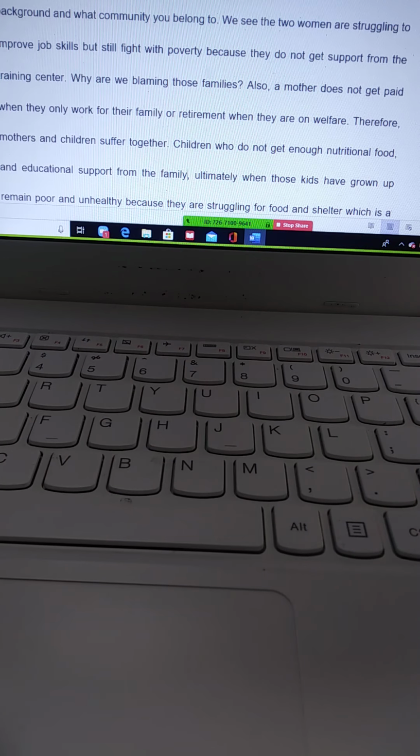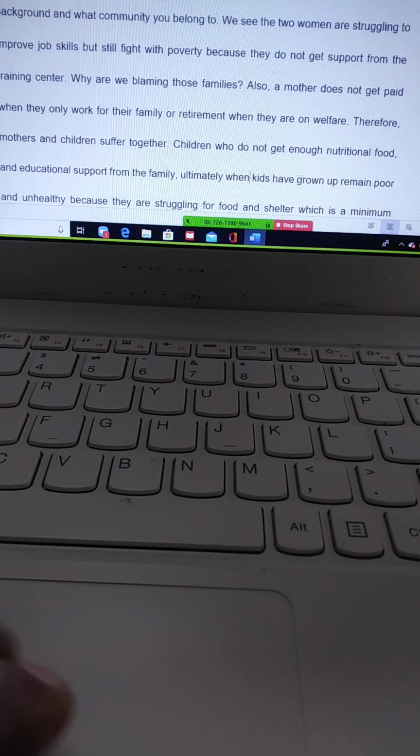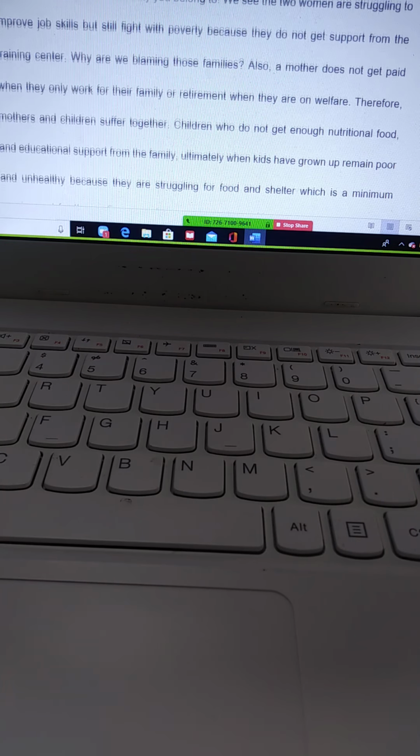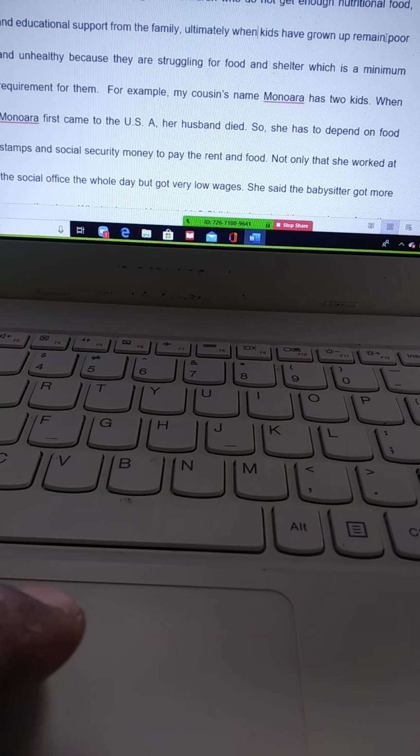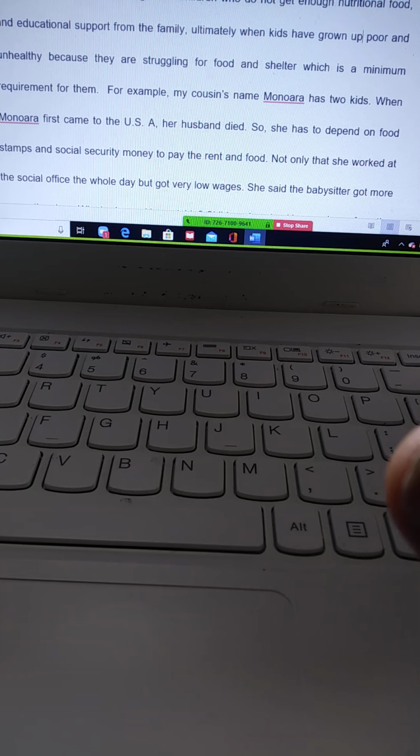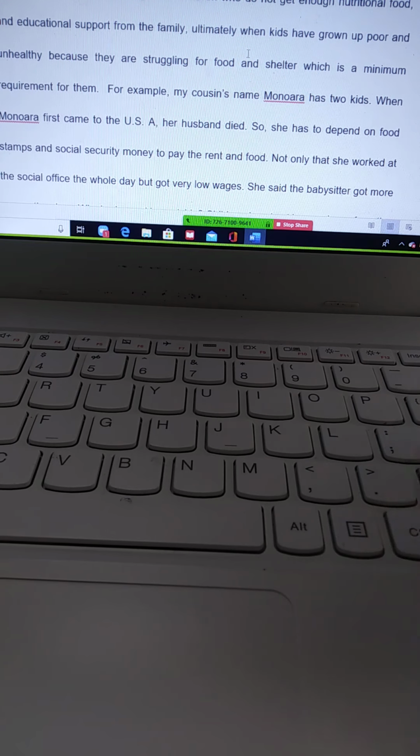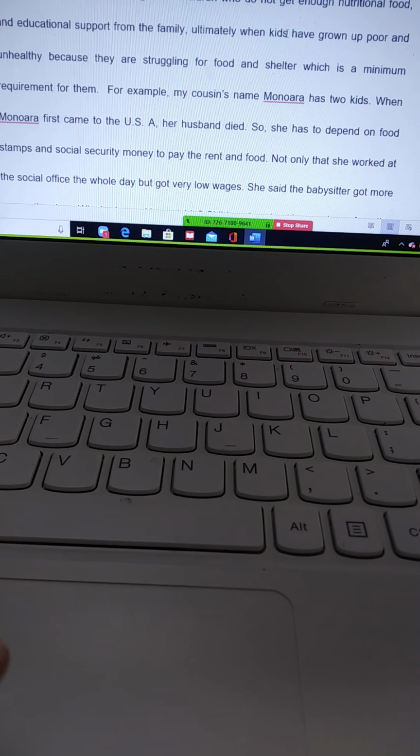Let's see. Ultimately, when kids have grown up poor and unhealthy because they are struggling for food and shelter, instead of focusing on education. So what happens to the kids? You don't really need to say those kids, or remain poor.